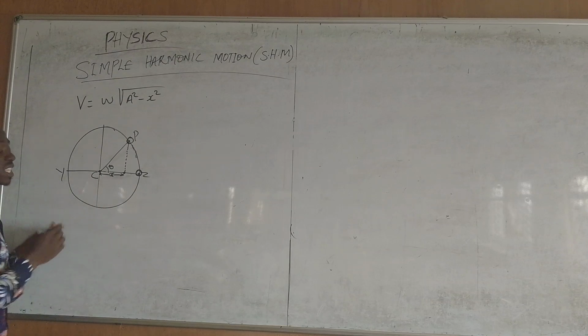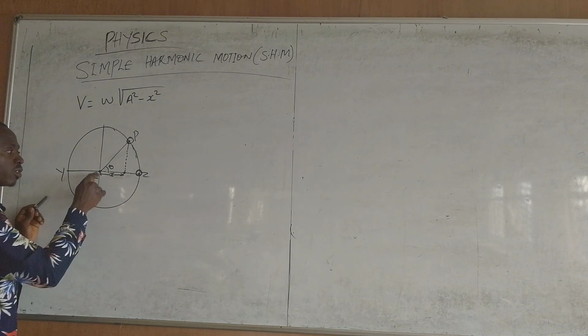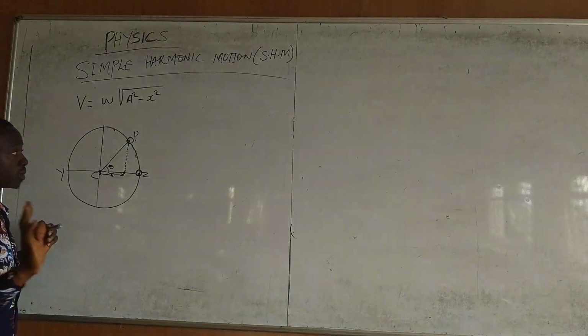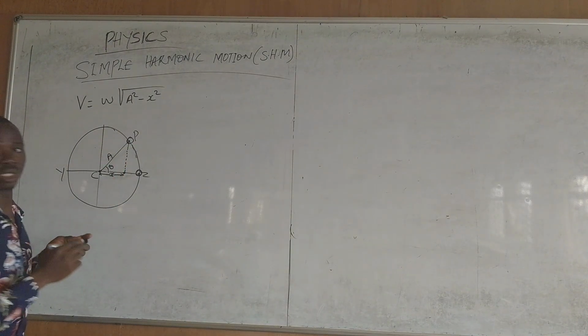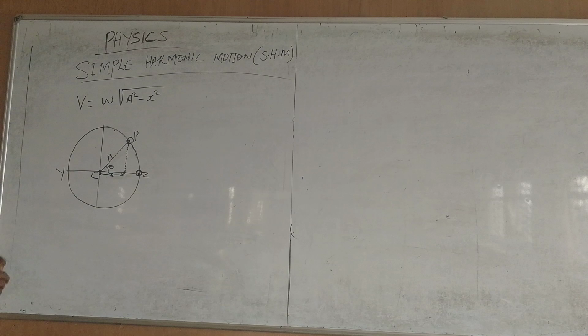But here we can't say x is equal to r or A. From here to here is ordinary x displacement, but from here to here is our A, the amplitude. Now, who can tell us the relationship between x, our displacement, and A?